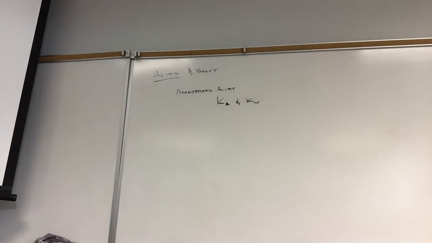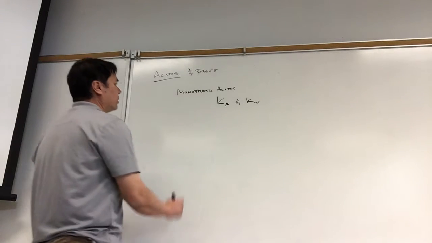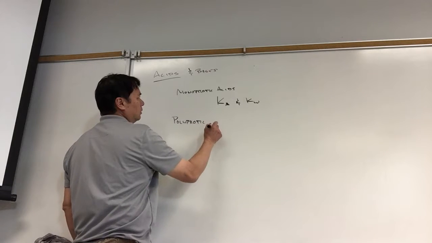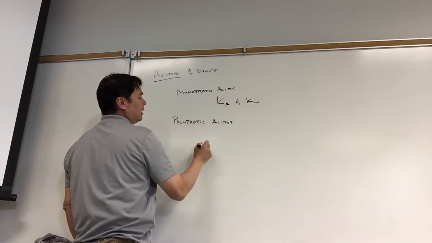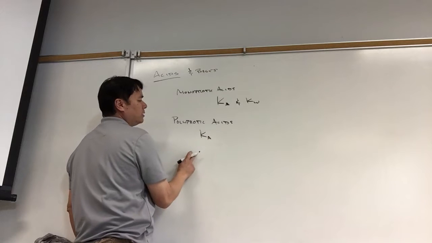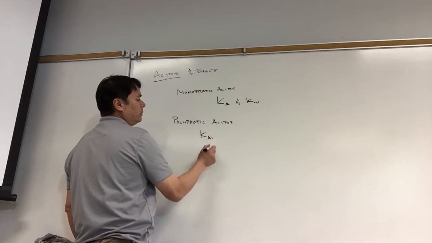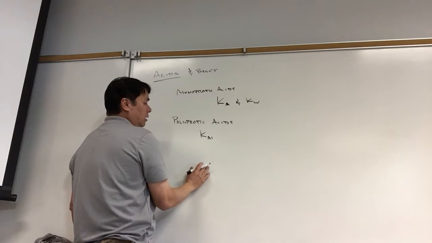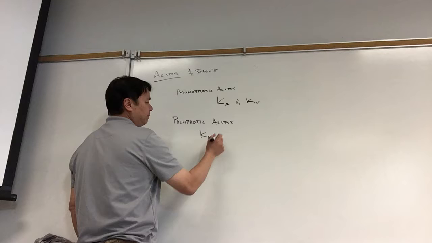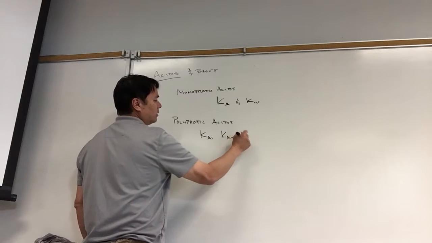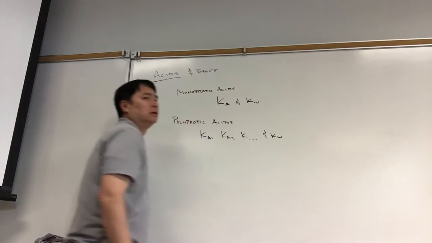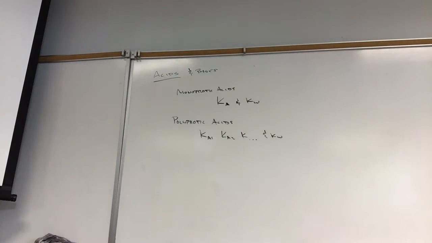But when we deal with the polyprotic acids like phosphoric acid we were dealing with earlier, then we're going to have multiple Ks. Usually we break it down. Ka1 would be for the first proton, Ka2 for the second, etc. Depends on how many protons, and Kw. What we try to do with all of these is we try to solve them stepwise.